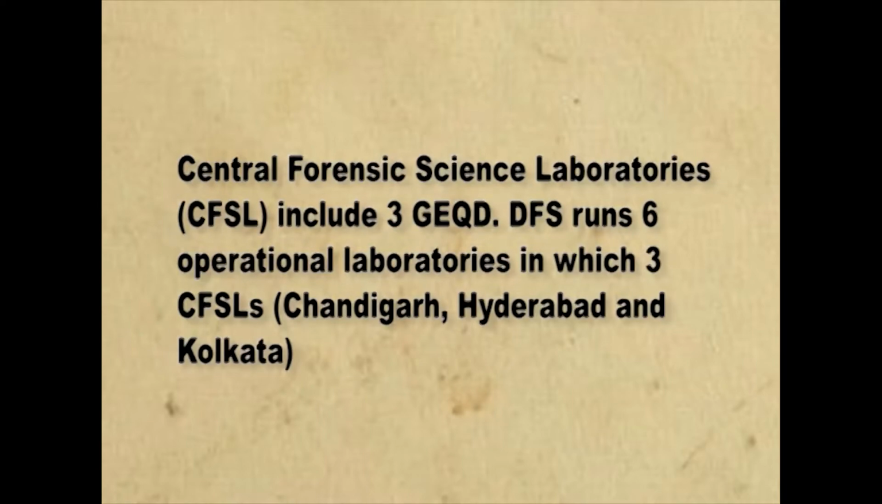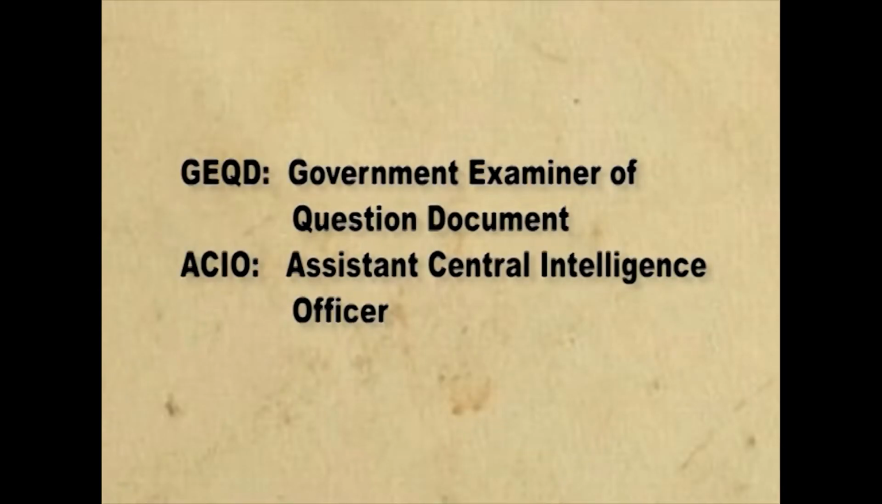DFS runs 6 operational laboratories, of which 3 are CFSLs: Chandigarh, Hyderabad and Kolkata. The organizational setup is shown in Figure 1, headed by a Director cum Chief Forensic Scientist assisted by 1 Scientific Officer Grade 1 and 18 administrative and allied staff. GEQD stands for Government Examiner of Question Document, ACIO for Assistant Central Intelligence Officer. Figure 1 shows the organizational chart of the Central Forensic Science Laboratory, CFSL.